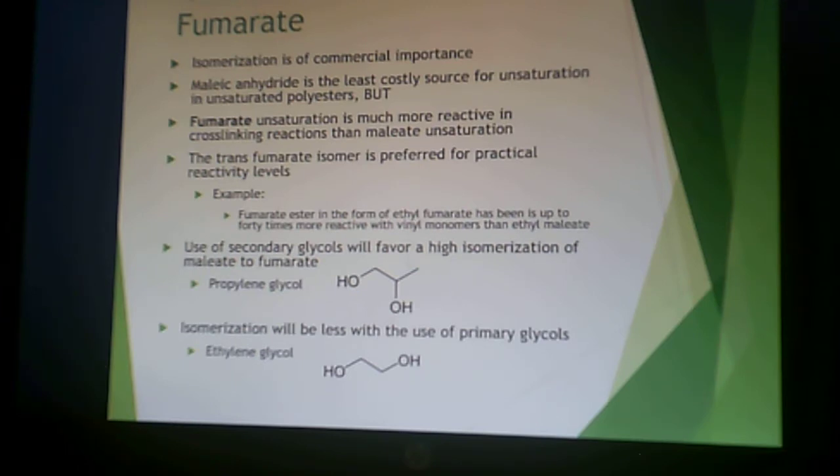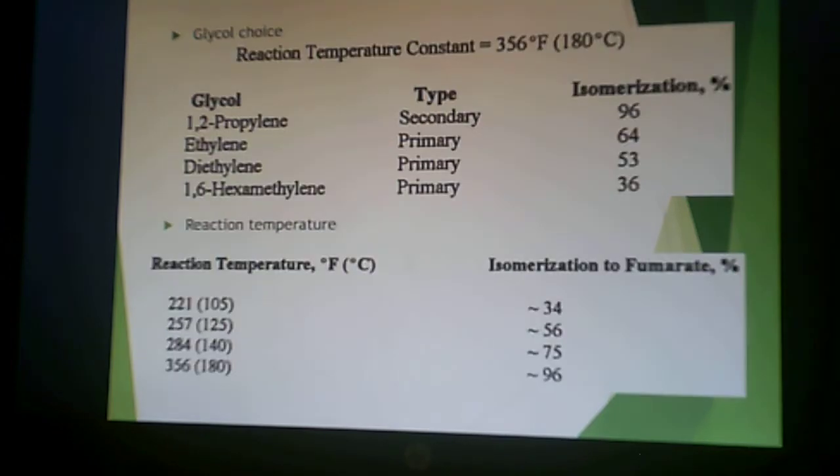And the way you accomplish that is by putting in maleic anhydride in the presence of a secondary glycol. You still get some isomerization with other glycols like ethylene glycol, but it's lower than if you use a secondary glycol. Now this is primary because this is on the end. This is secondary because you have this other bulky methyl group sticking off here. So this is secondary, whereas that is primary. So this is a little more expensive than this, but maleic anhydride is very, very much less expensive than both. So that's why maleic anhydride is isomerized in the presence of propylene glycol to get that fumarate unsaturation.